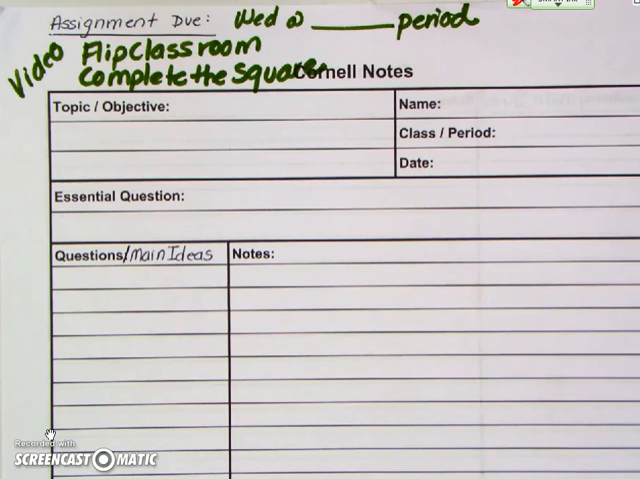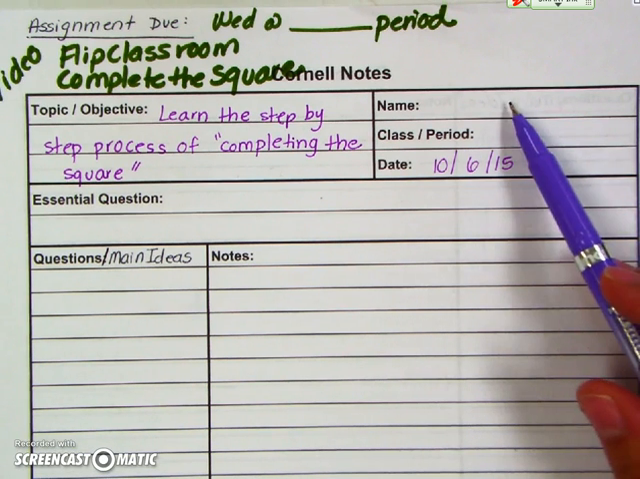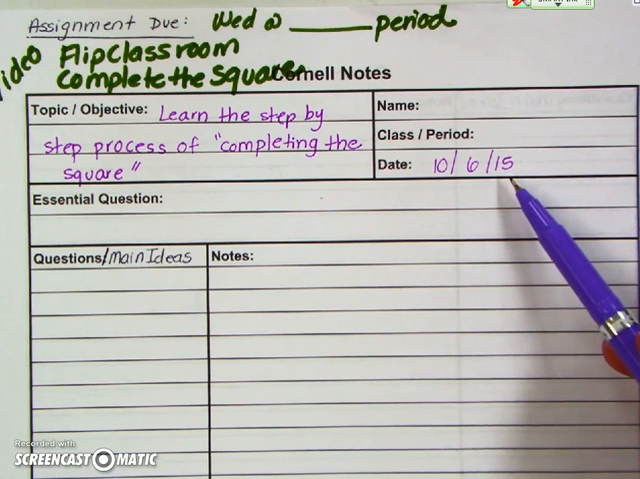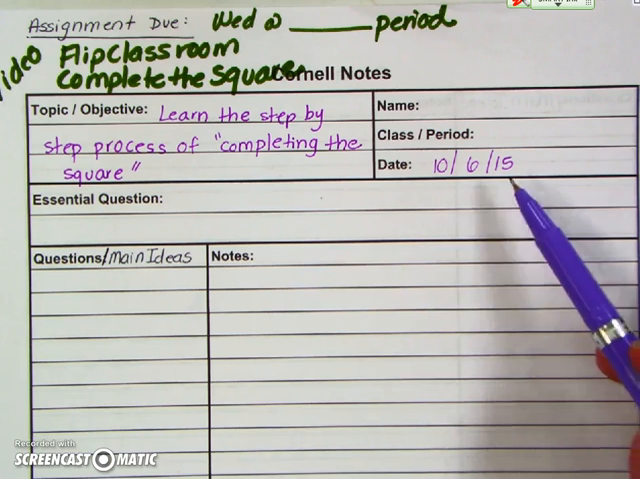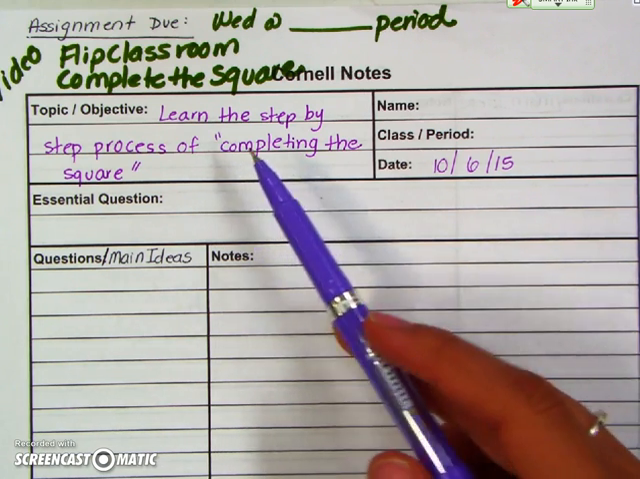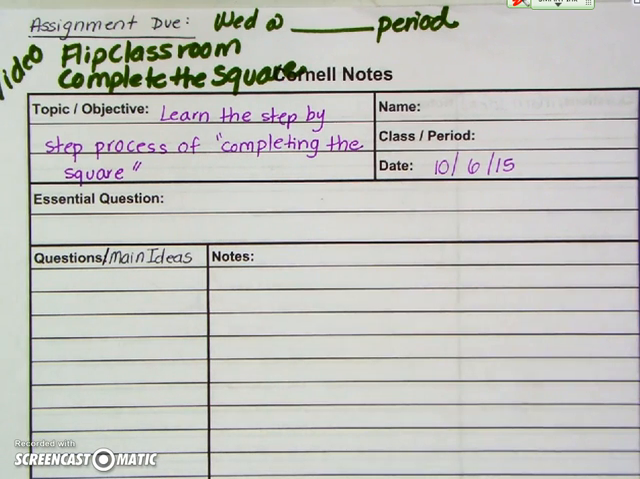Our objective for today, I'm going to freeze this frame for now, so that way you can copy it down and I don't have to waste time recording it. So make sure you write down your name, your class period. Today's date is October 6, 2015, and our objective is to learn the step-by-step process of completing the square.